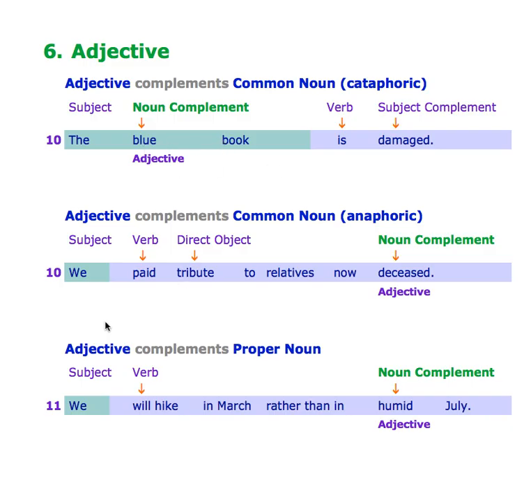Okay, another application under adjective would be adjective complements proper noun. So you see in the predicate side of the sentence, you have an adjective humid. And humid is a complement, and it's complementing the proper noun July. All right?